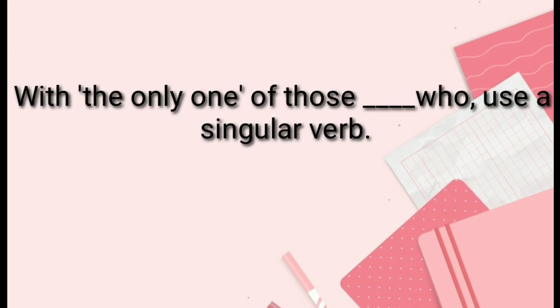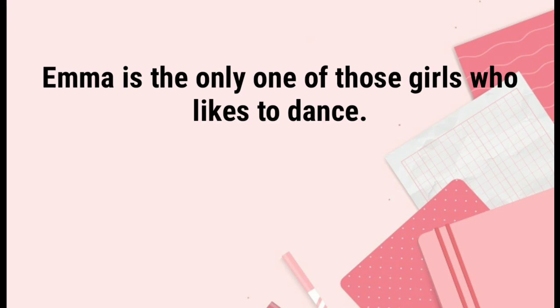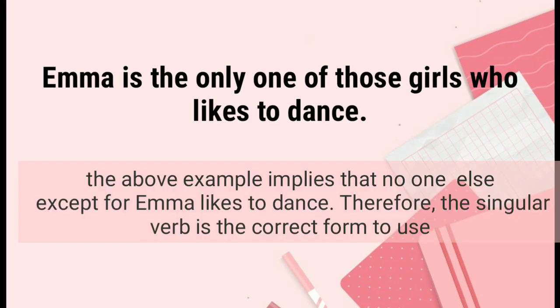Next, we have with the only one of those blank who, use a singular verb. For example, Emma is the only one of those girls who likes to dance. The above example implies that no one else except for Emma likes to dance. Therefore, the singular verb is the correct form to use.